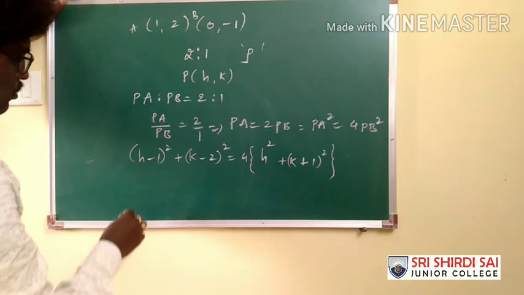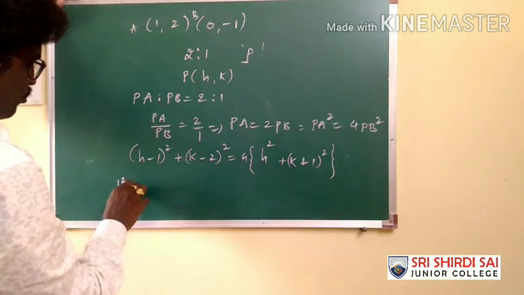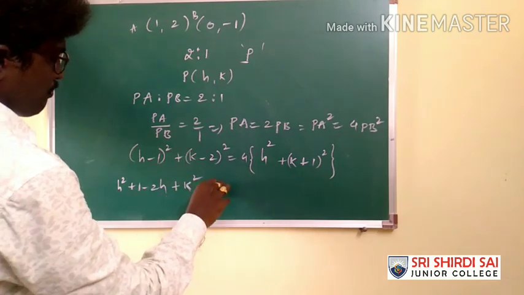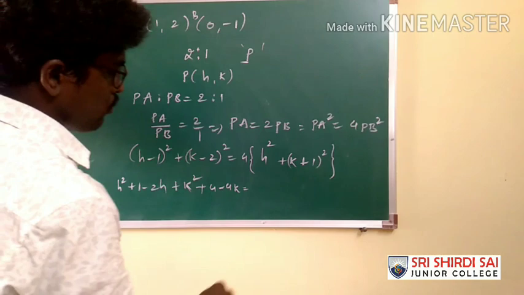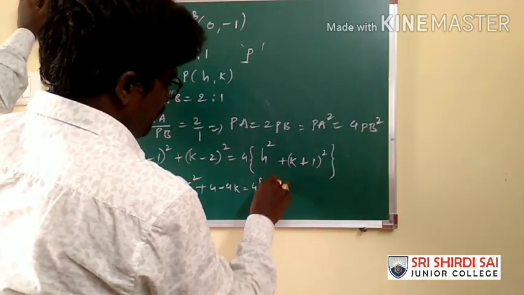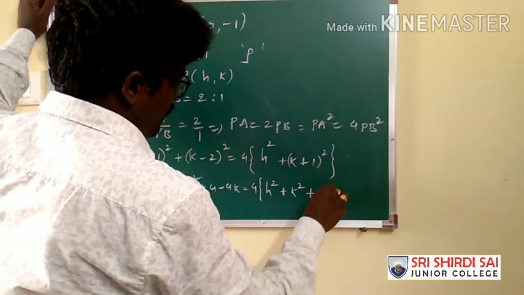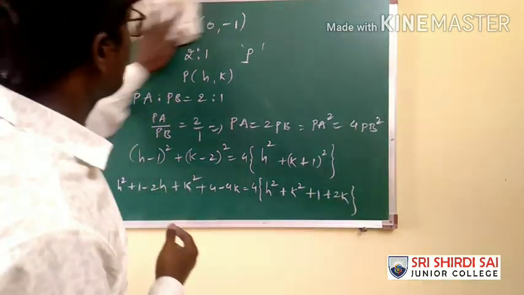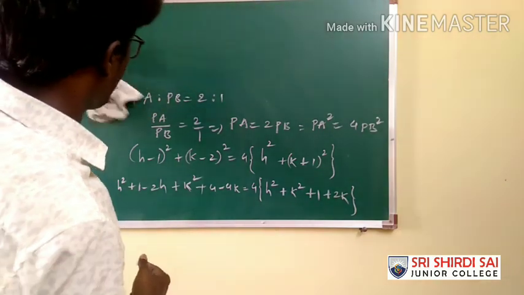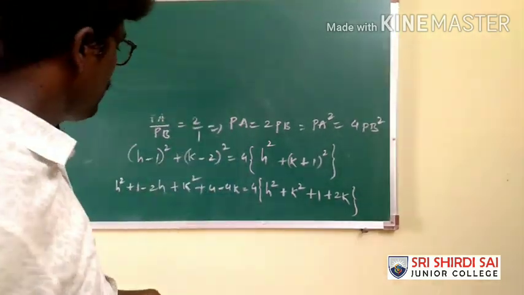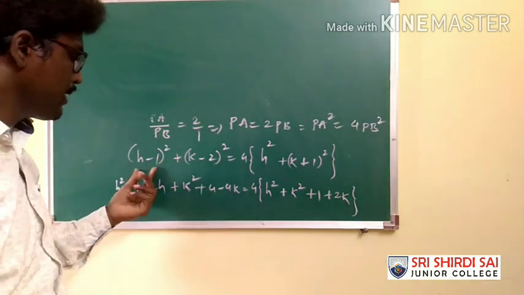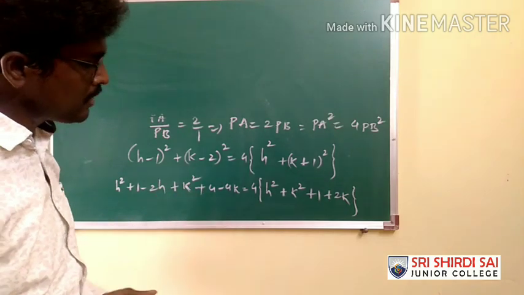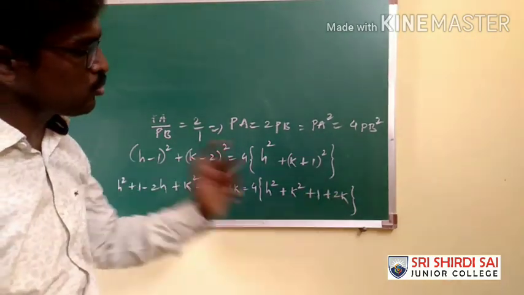This will be simplifying. So what are we going to get here? h square plus 1 minus 2h plus k square plus 4 minus 4k is equal to 4 times of h square plus k square plus 1 plus 2k. You should be careful in simplifying the equations. Here we have expanded these two according to the (a minus b) whole square formula. That's the reason h square plus 1 minus 2h plus k square plus 4 minus 4k, and 4 times of this, k square plus 1 plus 2k.